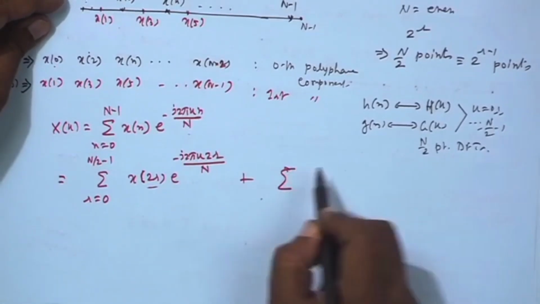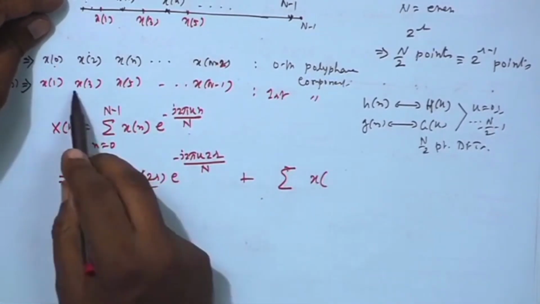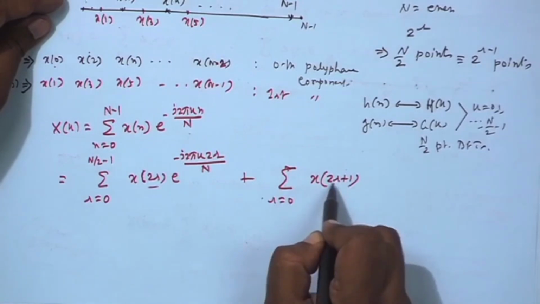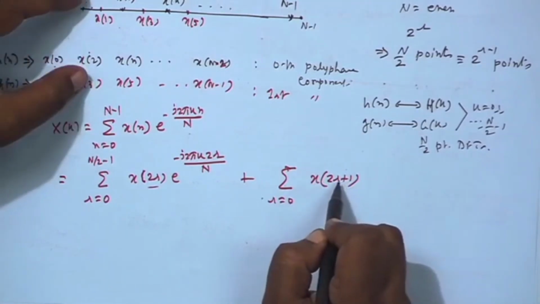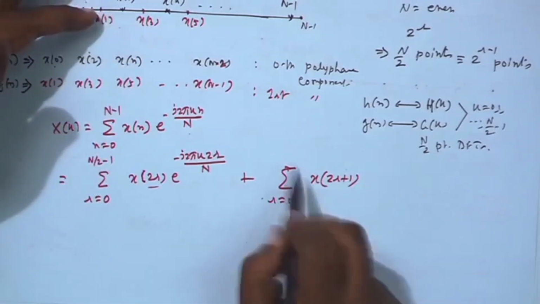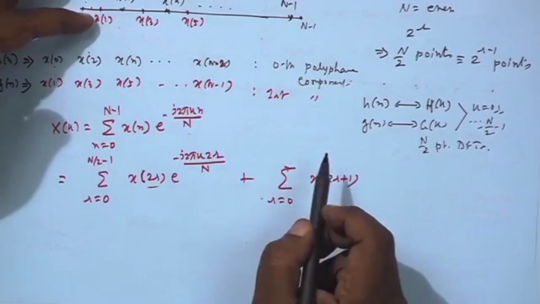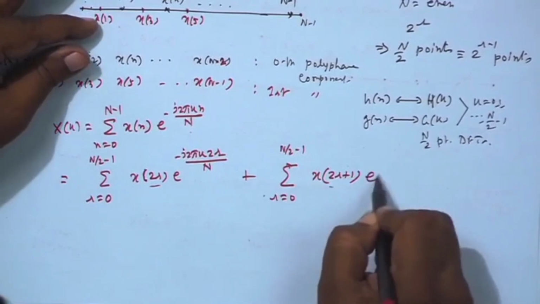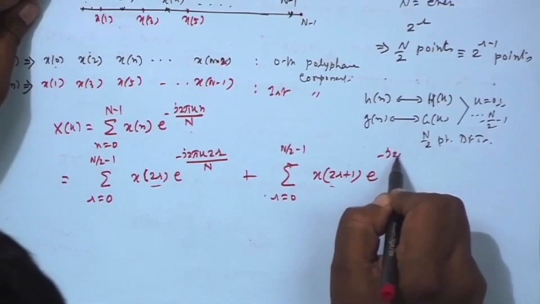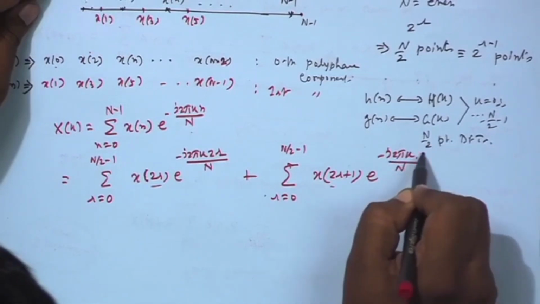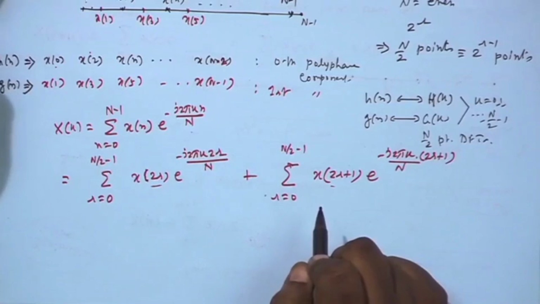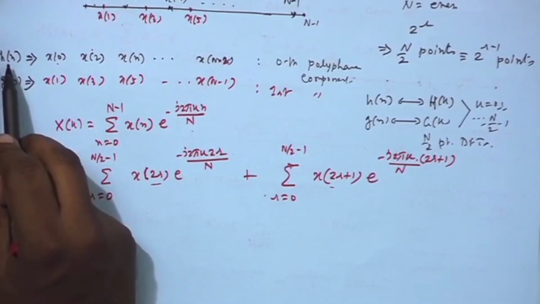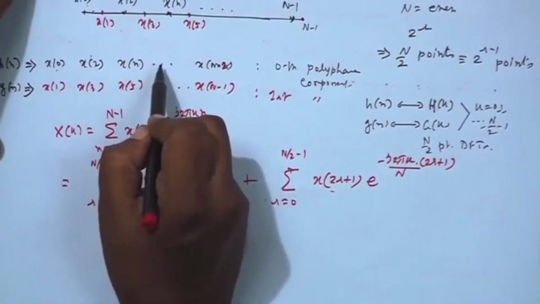Another half of the summation will have the odd terms, x1, x3, x5. So, this you can write as x of 2r plus 1. If r is 0, it will be x1. If r is 1, x3. If r is 2, x5 dot dot dot. Again total number of terms here is n by 2, so if you start from 0, it can go only up to n by 2 minus 1. And this is e to the power minus j 2 pi k by n, and small n will be 2r plus 1. All right. Now, what is x of 2r? X of 2r is h r. What is h n? H n is x of 2n.